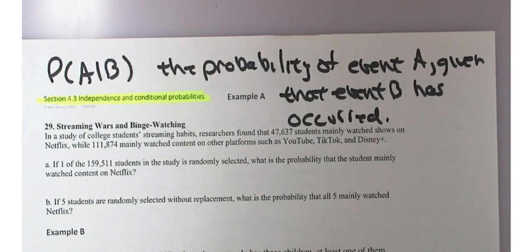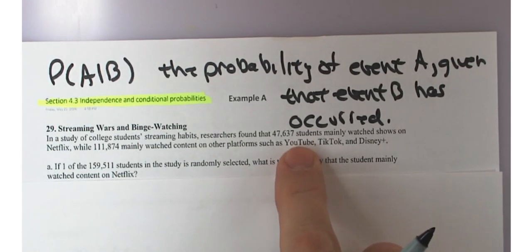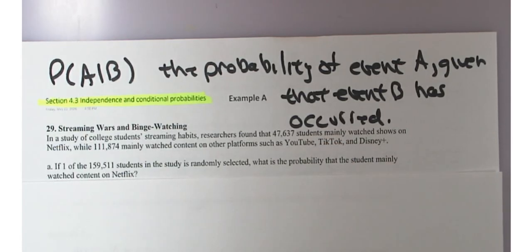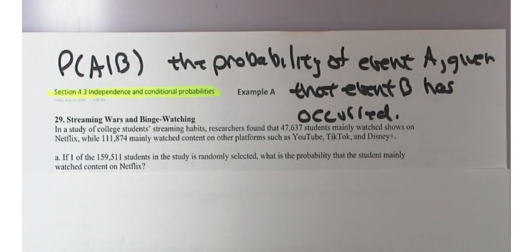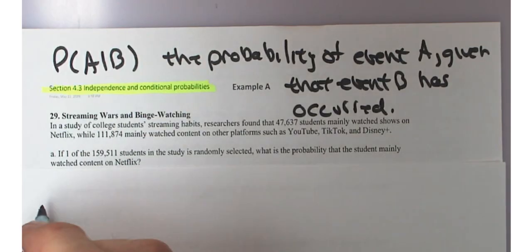In a study of college students' streaming habits, researchers found 46,637 students mainly watch shows on Netflix, while 111,874 mainly watched content on other platforms such as YouTube, TikTok, and Disney+. If one of these 159,511 students is randomly selected, what's the probability that the student mainly watched content on Netflix? So, okay, let's see. I'm just going to call this example A.